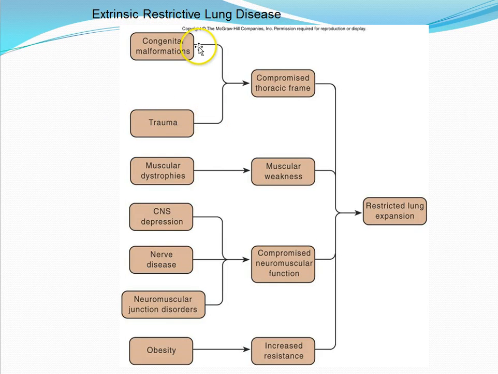This is showing the various causes of extrinsic restrictive lung diseases. You have a congenital malformation or trauma that will compromise the thoracic frame, muscular dystrophy leading to muscular weakness, central nervous system depression, nerve diseases or neuromuscular junction disorders compromising the neuromuscular function, or obesity causing an increase in resistance.